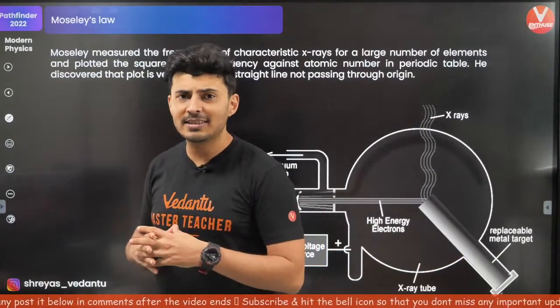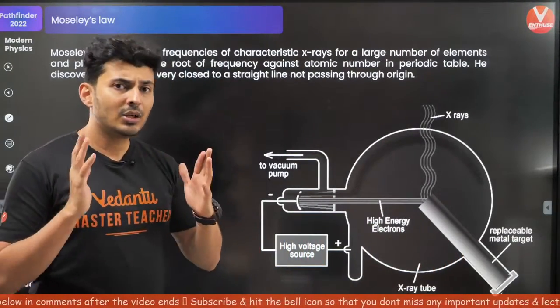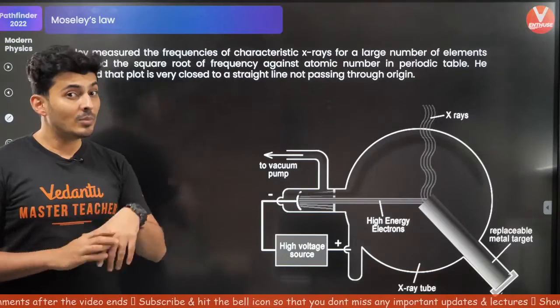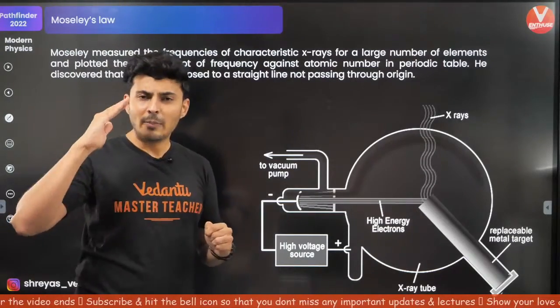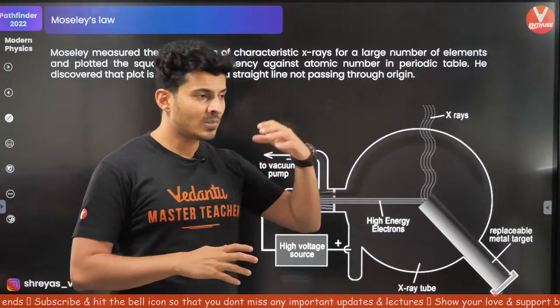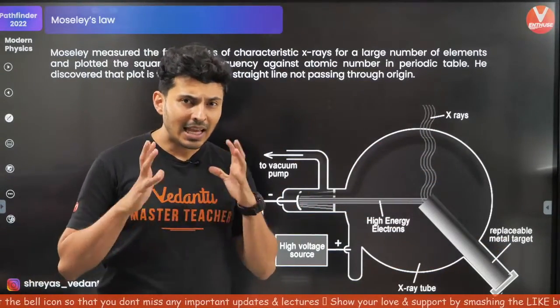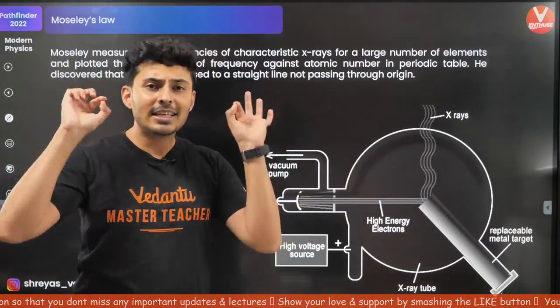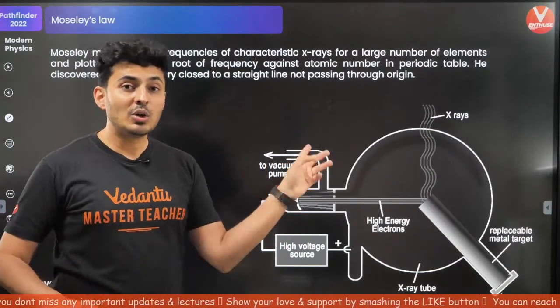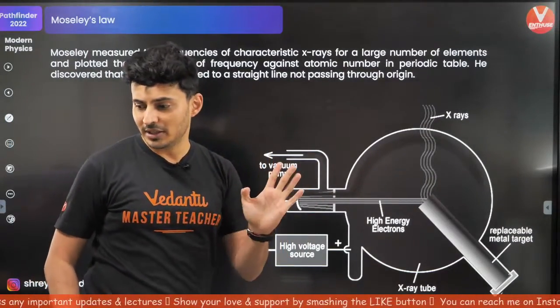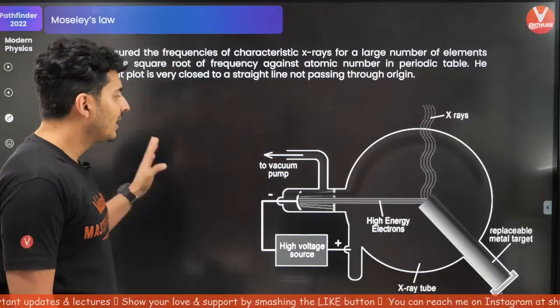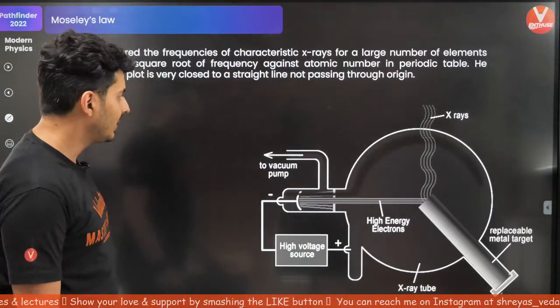How did he arrive at this conclusion? He took the characteristic X-rays, because characteristic X-rays were completely dependent on the target. That means if you change the element, the characteristic X-rays changed. And then he noted down their characteristic frequencies, not the continuous. It's not important. So what he found out was very fascinating.